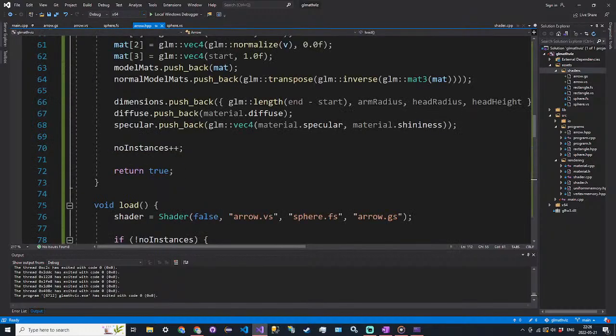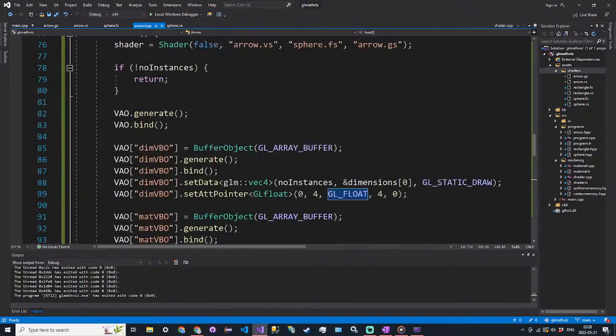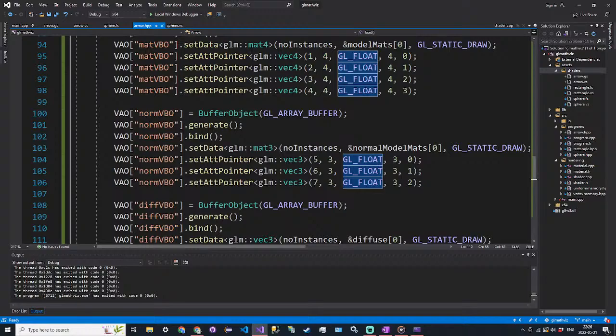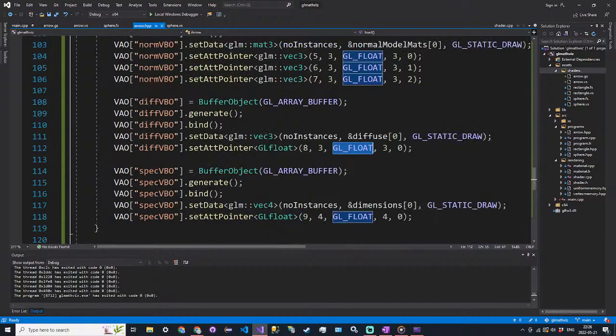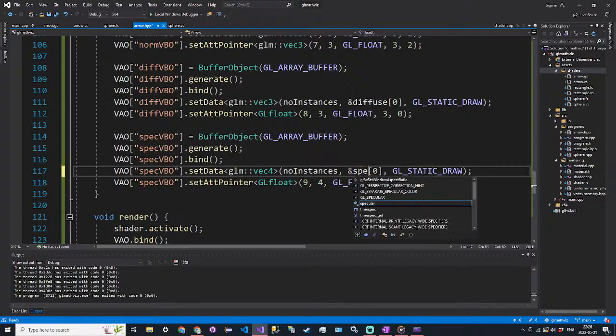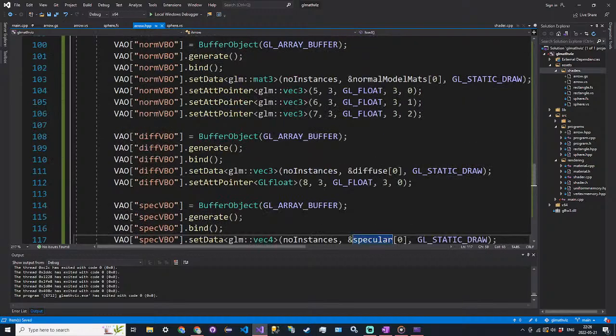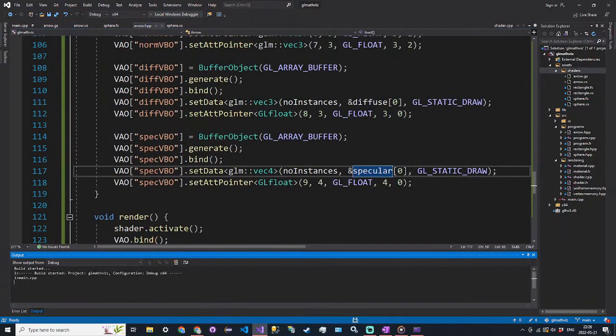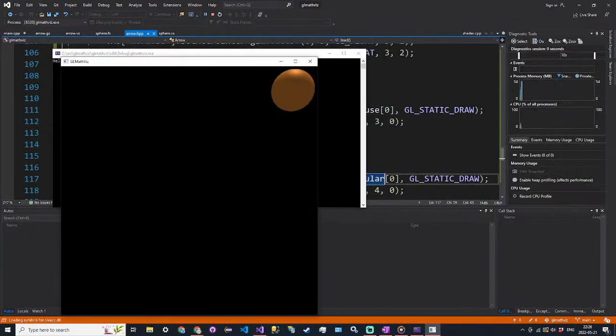All right, let me just go back here and make sure this is all correct. Generate bind. Generate bind 8. No. Why did I make this dimensions? That's stupid. That should be specular. I doubt that would have any effect. If that, no, it doesn't make the difference, all right.